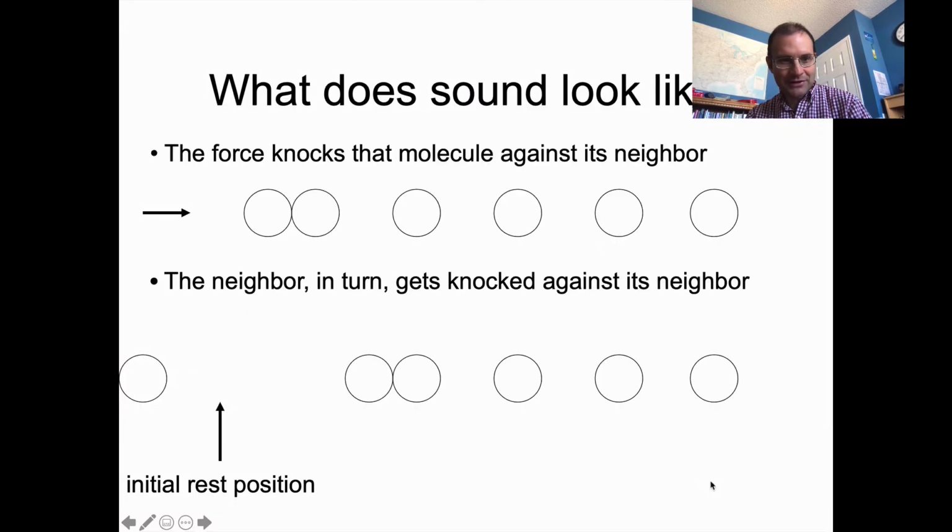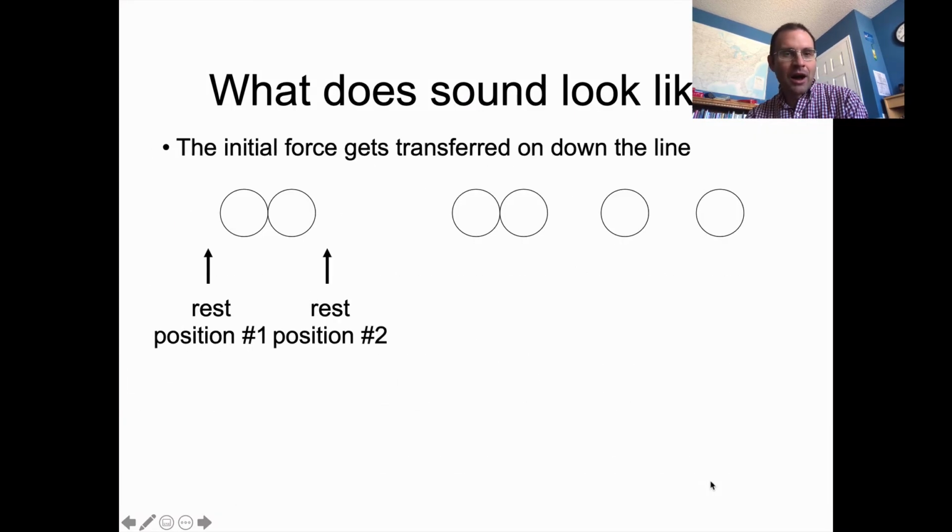What does that mean for us in sound? Like I said, our initial force, our initial push is going to get transferred on down the line of air molecules, or the three-dimensional space of molecules. And then the individual molecules would kind of waver back and forth around their initial position. So they'll get pushed in this direction until they hit something, and then they kind of go back the other way past where they started.